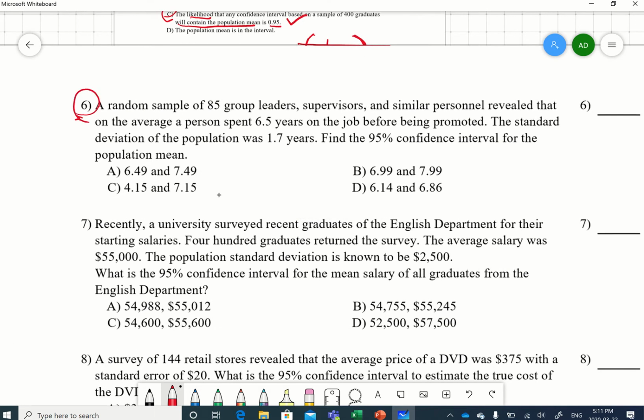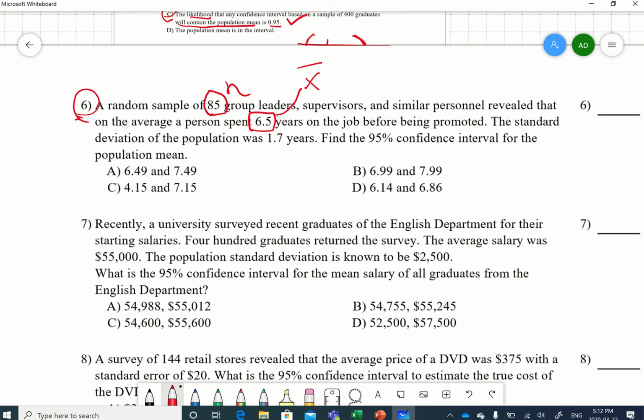A random sample of 85 group leaders and supervisors and similar personnel revealed that on average a person spent 6.5 years on the job before being promoted. So 6.5 is the sample mean. Out of the 85 they sampled, they found that on average a person would spend 6.5 years on the job before being promoted. The standard deviation of the population was 1.7.